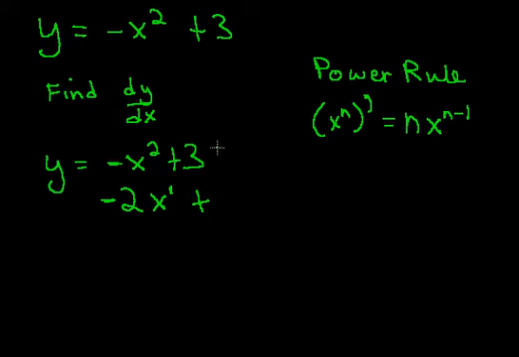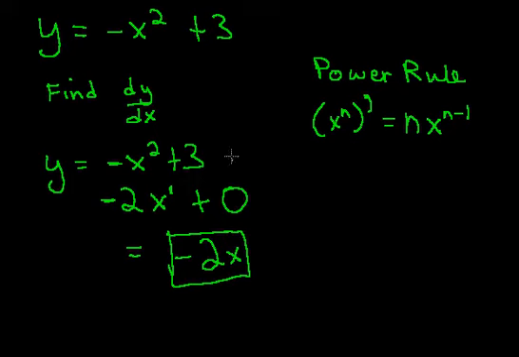And the derivative of any constant is 0. That's another rule, but I'm not going to write that down here. Just remember that the derivative of any constant is always 0, so it's plus 0. And so we can simplify this. I'll make this look better by saying this equals negative 2x. And that's it.